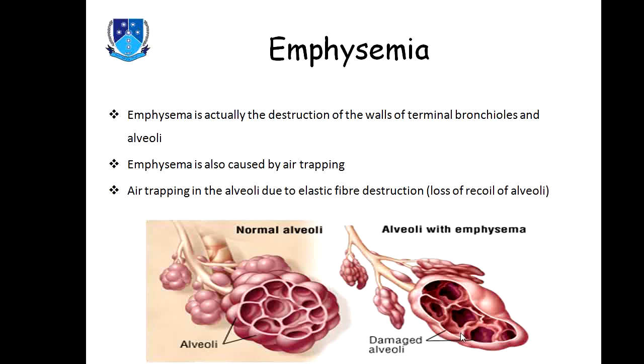You can see over here that the alveoli are damaged, but over here the alveoli are normal because this is a normal air sac and this is an air sac having emphysema. So there is destruction of the terminal bronchioles. These are the terminal bronchioles, and the terminal bronchioles also get destroyed, and the alveoli also show destruction, and the airway and this air sac show some entrapped air, the air which cannot be expelled from this air sac.